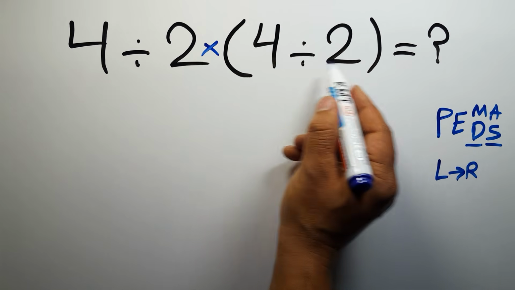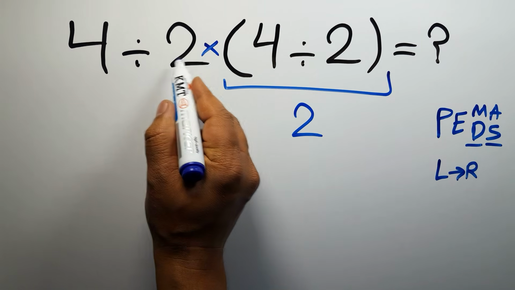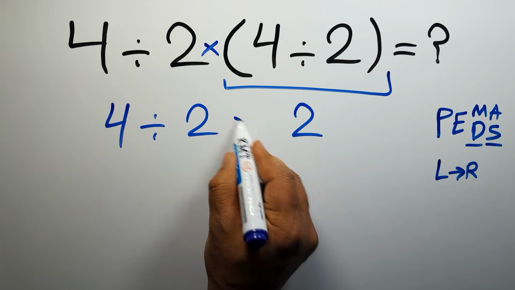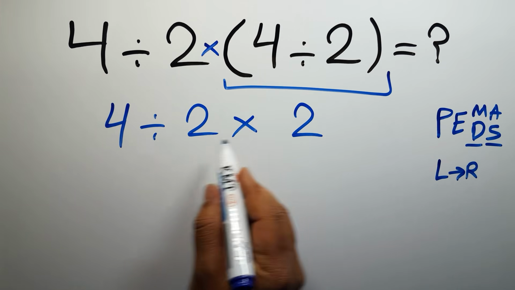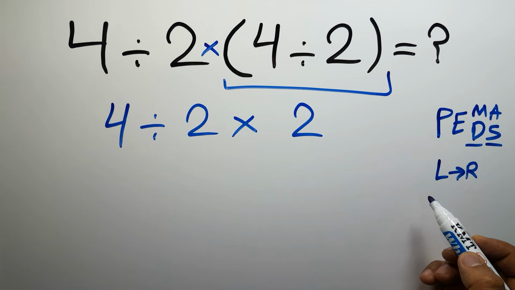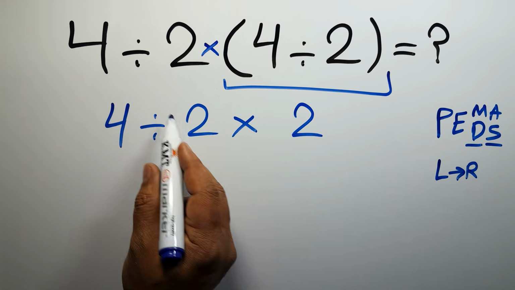Okay, 4 divided by 2 gives us 2. So 4 divided by 2, then times 2. Now we have one division and one multiplication. As I said, multiplication and division have equal priority and we have to work from left to right. So here first we have to do this division.